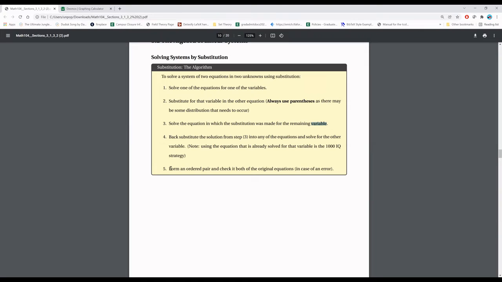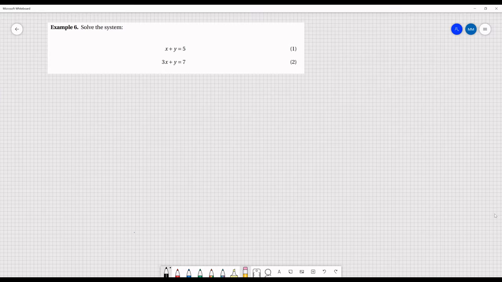At that point, we form an ordered pair. This is kind of optional. We can also just list our solutions. And then we'll check to make sure that our proposed solution works in both of the original equations. Okay, so here we have our first example. It says solve the system. We'll solve this using substitution.